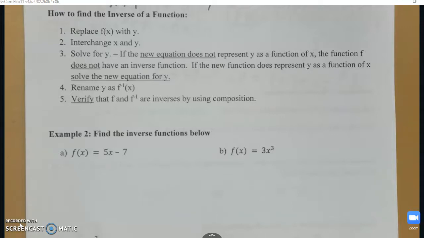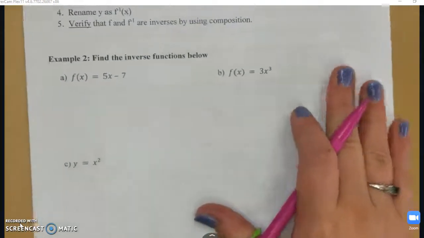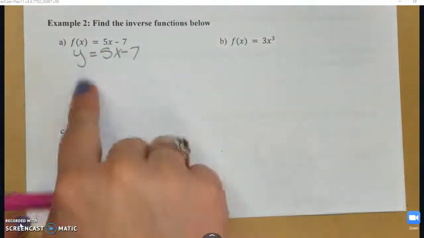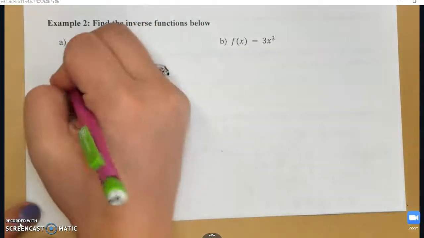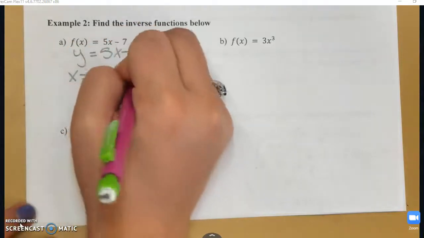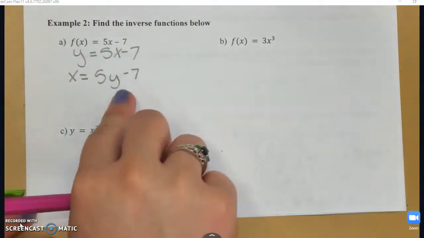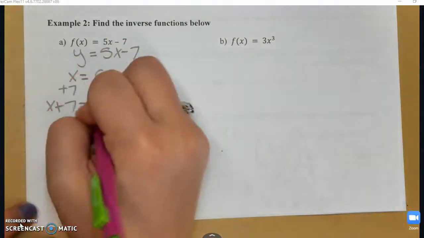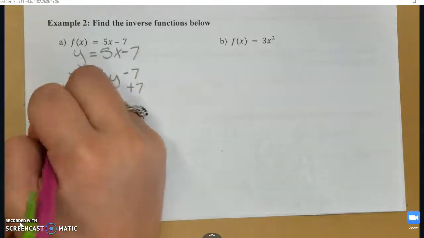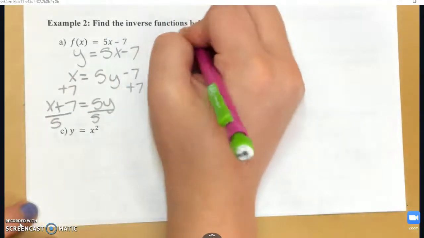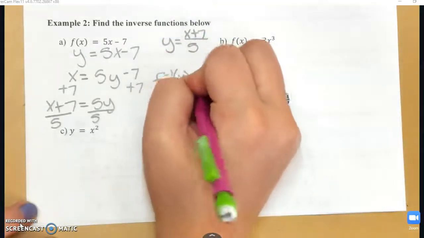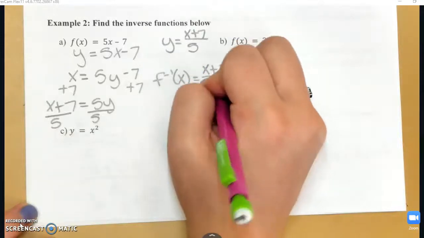So let's take a look at A. I've got f of x equals 5x minus 7. So the first thing I'm going to do, put that in y equals notation. Now to find my inverse, I'm going to swap my x with my y. So that's going to be x equals 5y minus 7. Now I want to isolate y. So this is like algebra 1 stuff. X plus 7 equals 5y. Divide by 5. And I find that y equals x plus 7 over 5. And then lastly, putting that in function notation, my inverse is x plus 7 over 5.